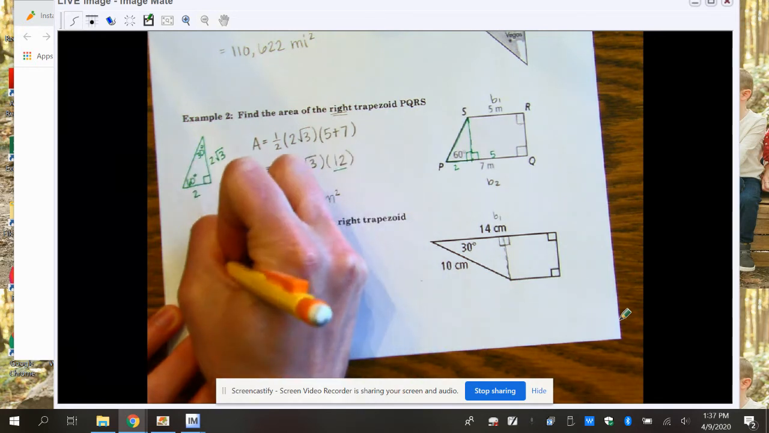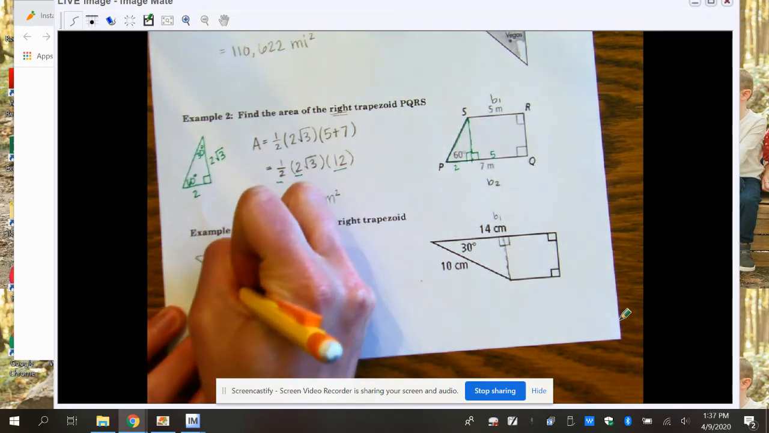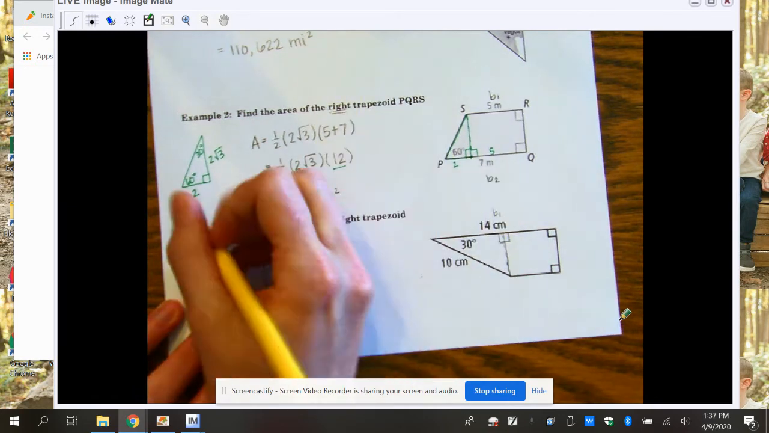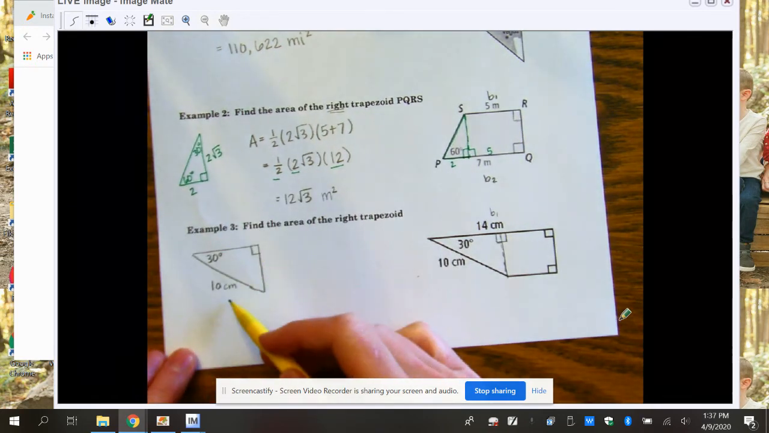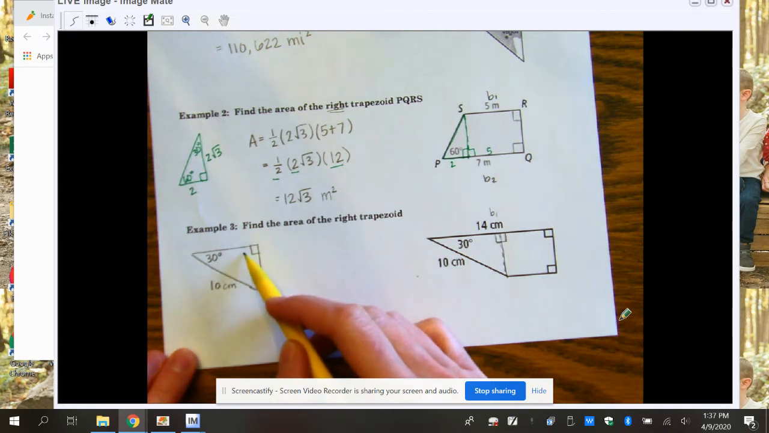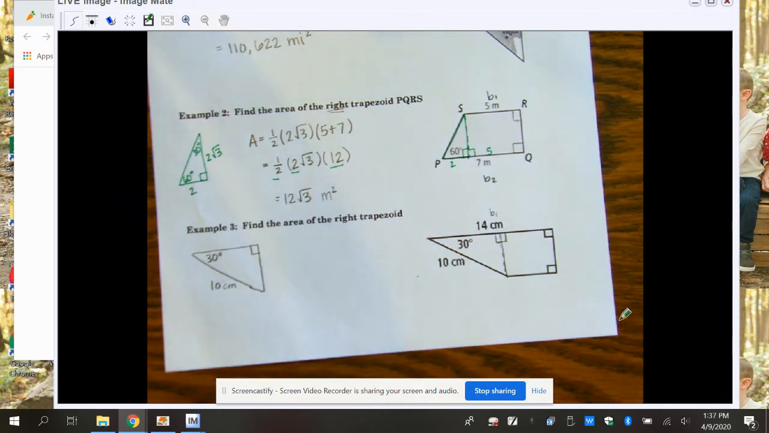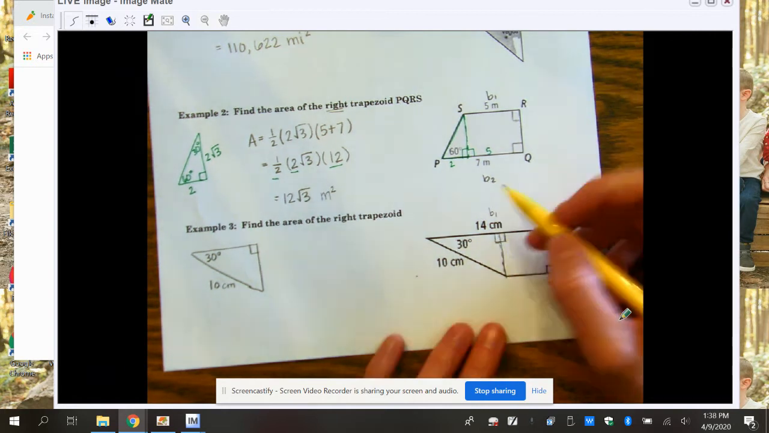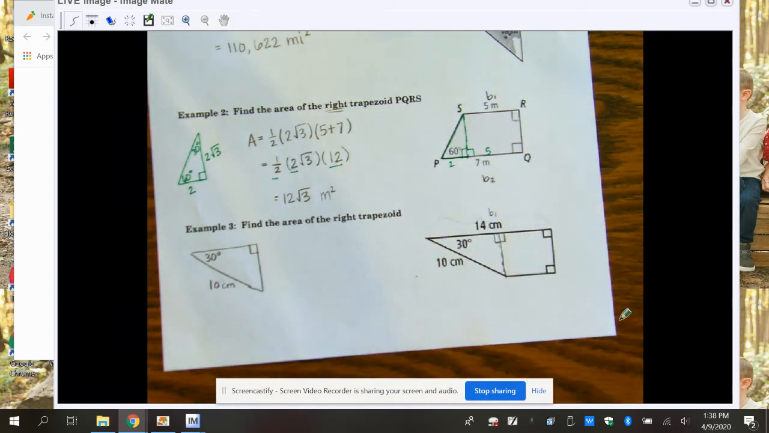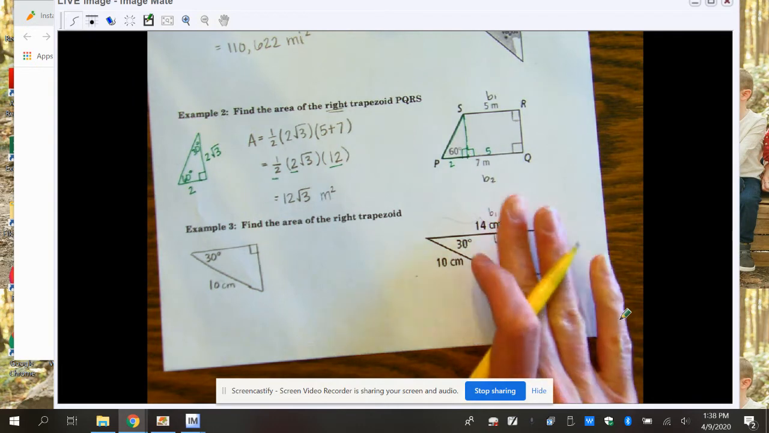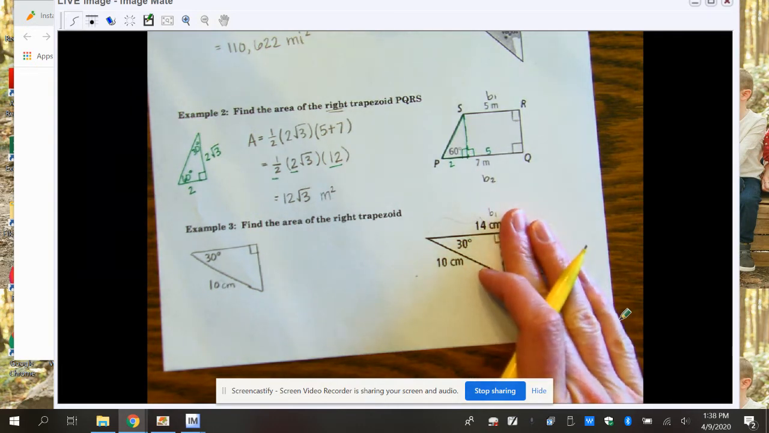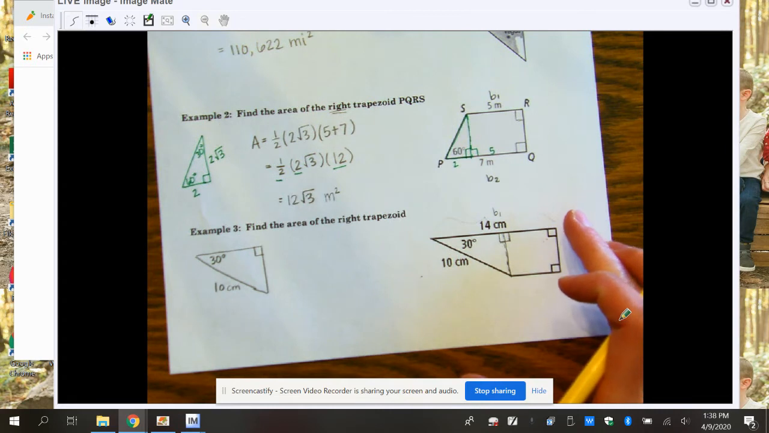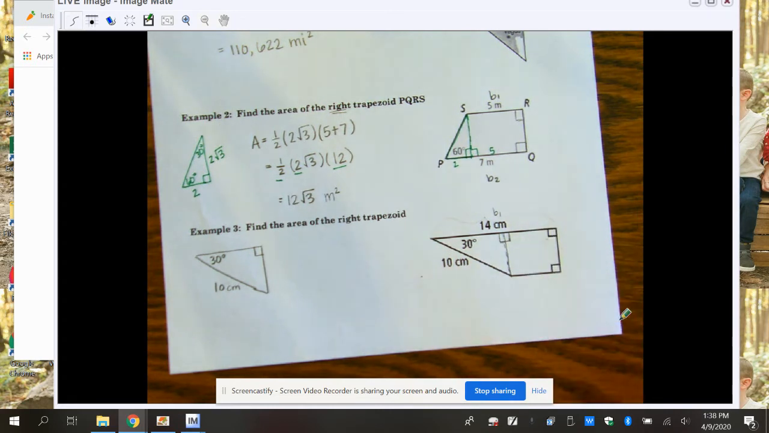So here's 30. My hypotenuse is 10 centimeters right here. Okay, so now that's the hypotenuse. This would be the short leg, and this would be the long leg. And so now, we can use this to figure out the length of this base as well as the height. Because if this whole distance is 14 centimeters, if I can find what this distance is, then I can figure out what this missing part is, and that would be my other base.